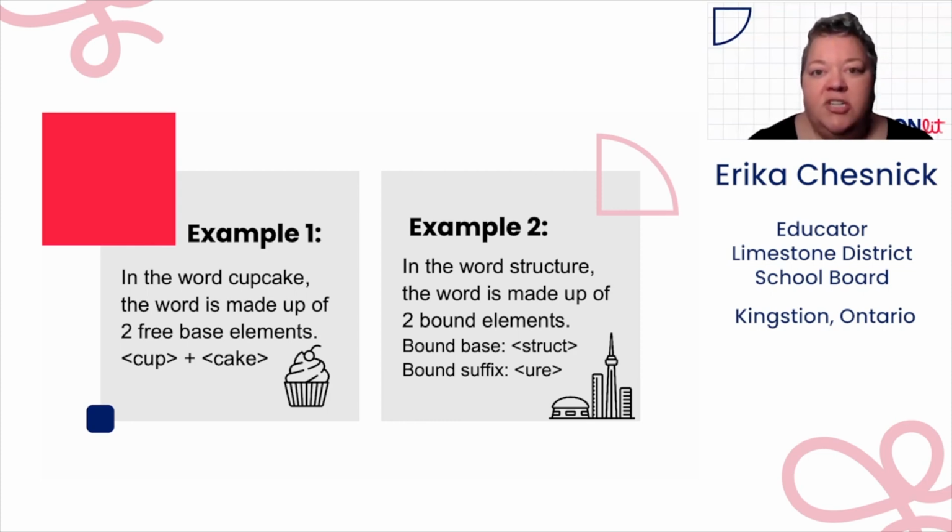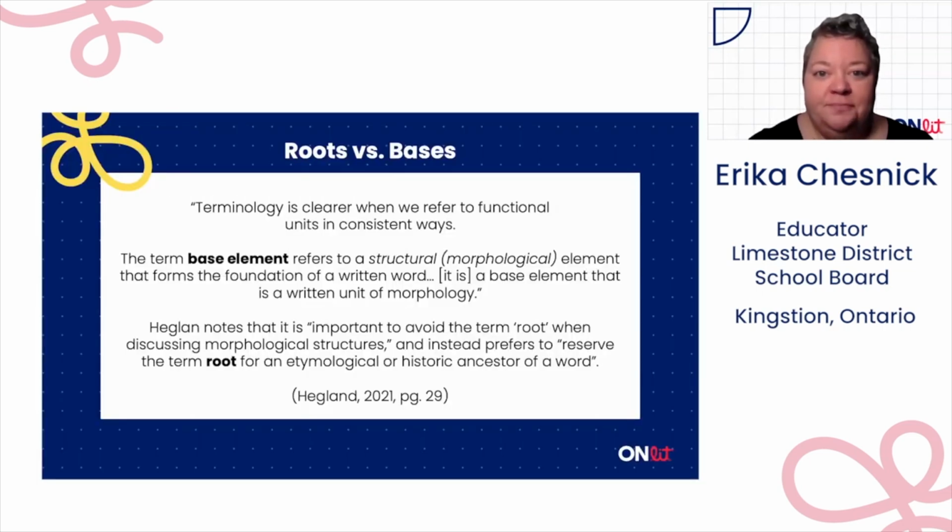The English language is a proverbial Tetris board of unlimited combinations of ways we can put morphemes together to build words. And because our language is constantly evolving, new bases are created every year. When I was a student in elementary school, the base element Google didn't exist. And now Google and the verb Googling are common words in our everyday language.